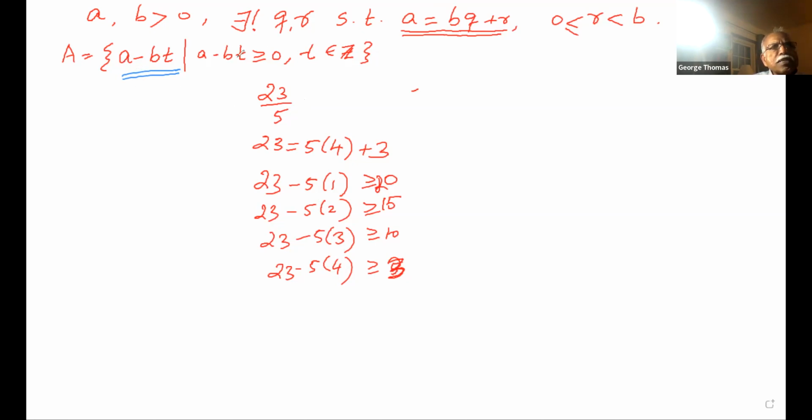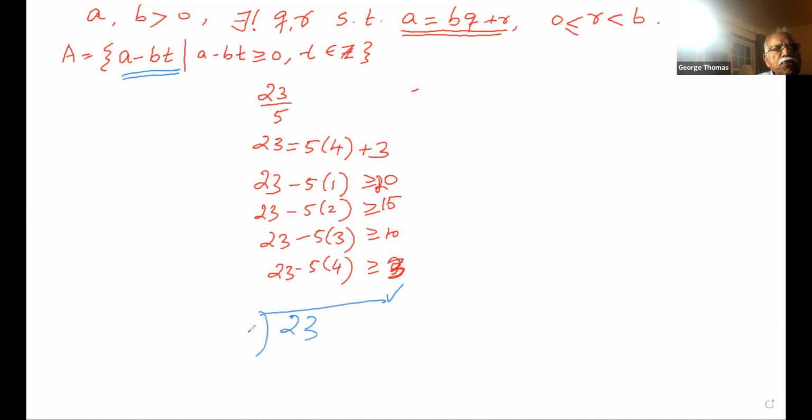There is a smallest number among them. That number is the remainder. Do you see that? The smallest number among these is the remainder. And this is another way of looking at it. The reason why we took a minus bt was, that's what we do when we try to do a division.